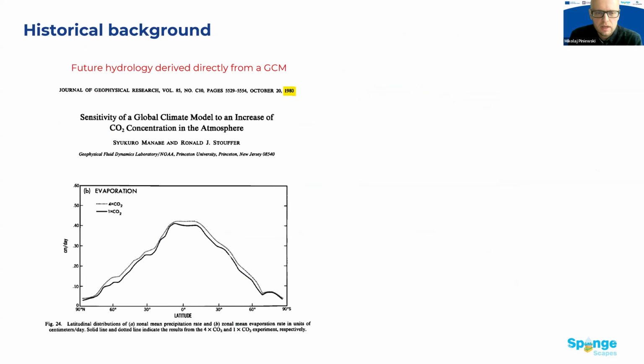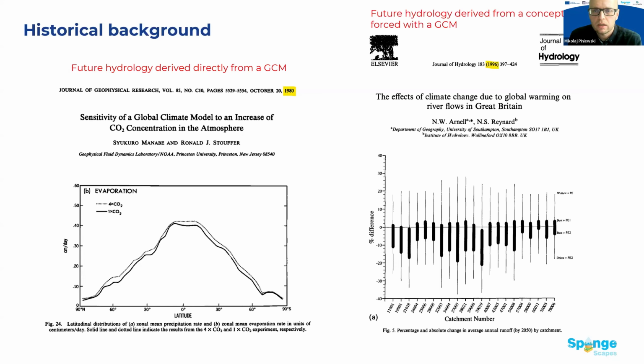Although it may seem that the surge in studies quantifying hydrological response to climate change is a recent phenomenon, it's a misconception. The first studies of this kind were published already in 1980, and back then, future hydrology was derived directly from a global climate model, GCM. And it took nearly 2 decades until first studies similar to those we know today were published. For example, using conceptual hydrological models at a catchment scale, where GCM output was used as a forcing to these models.